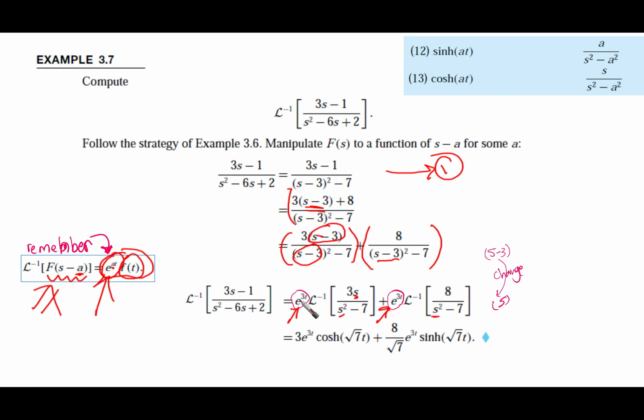Okay, so here we're going to have the inverse Laplace transform of the function itself, e to 3t times the inverse of the function, as if we're talking about the Laplace transform of the function itself, right? Okay, now from the table you can obtain this cosine and sine, from this table that we have.